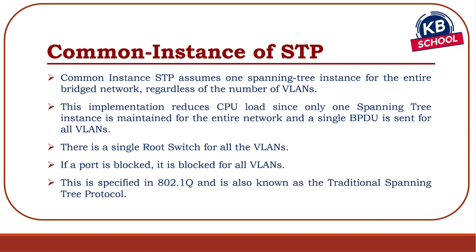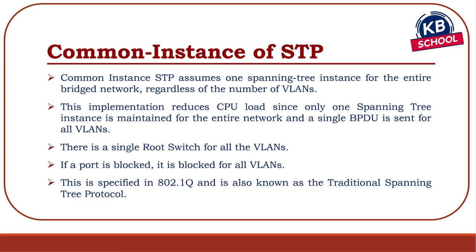So common instance of STP assumes one spanning tree instance for the entire bridged or switched network, regardless of the number of VLANs. In this implementation, you just have one spanning tree instance, so you need to maintain one root, one single BPDU sent for all VLANs. Single root switch for all the VLANs. If a port is blocked, it is blocked for what? All VLANs. This is also known as the traditional spanning tree protocol, the old one with a single instance of STP.